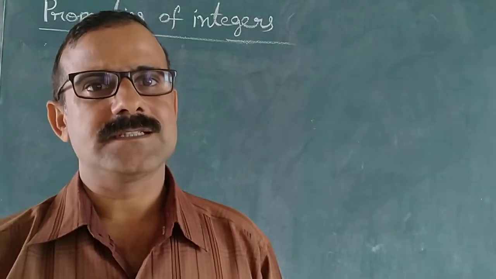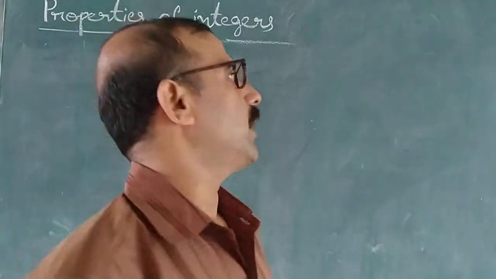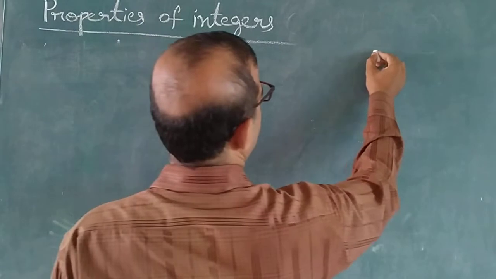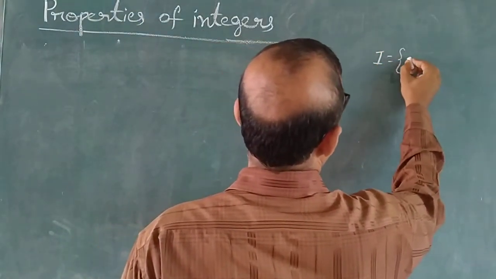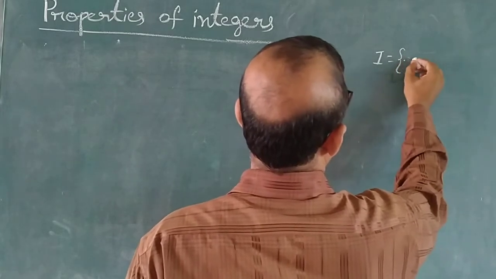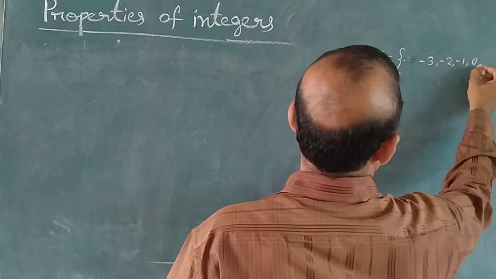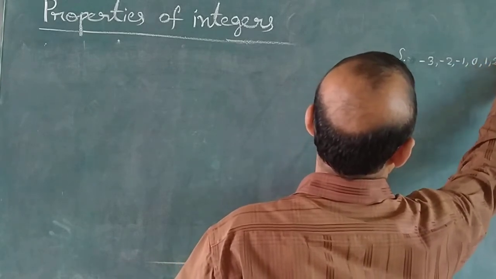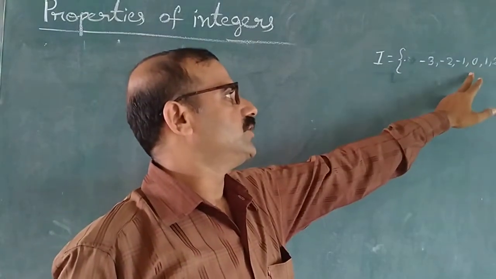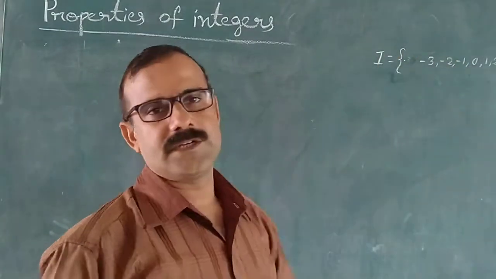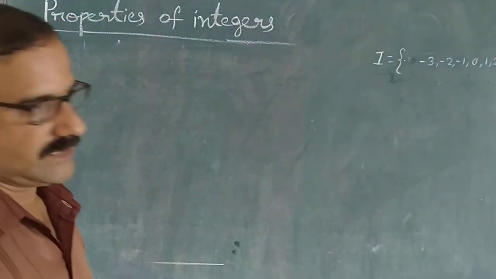Integers are represented by the capital letter I. So I equals the set of minus 3, minus 2, minus 1, 0, 1, 2 and so on. Okay children, this is the representation of I. These are zero and positive integers along with negative integers. Now we discuss the properties of integers.